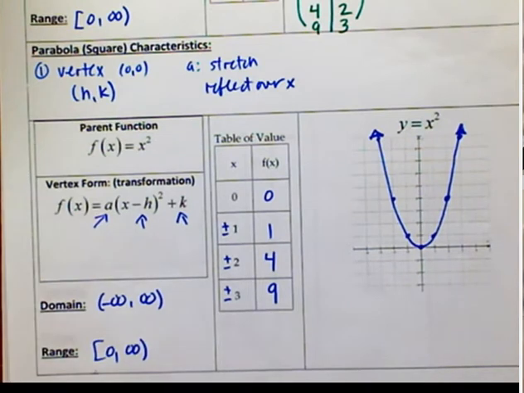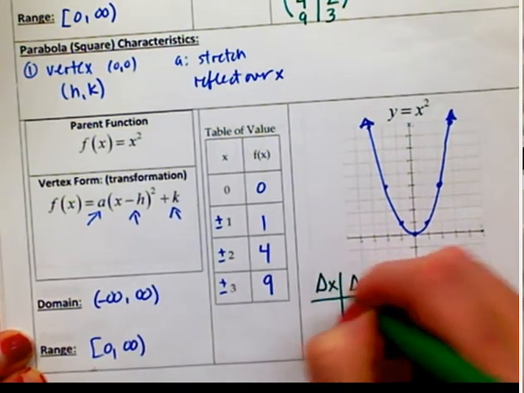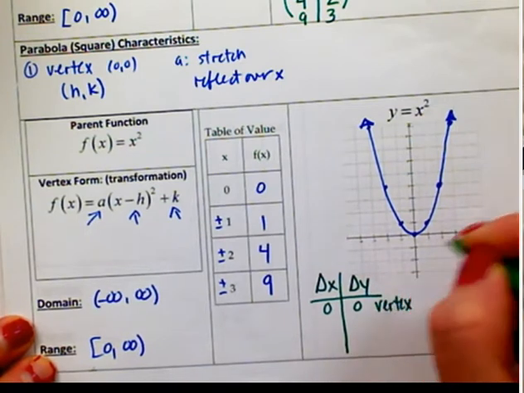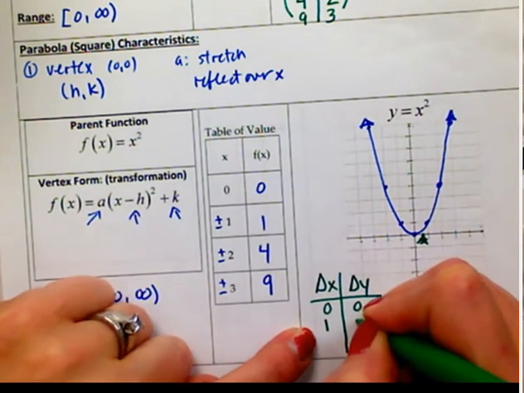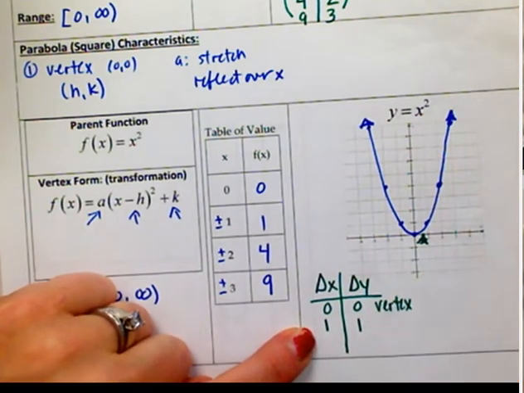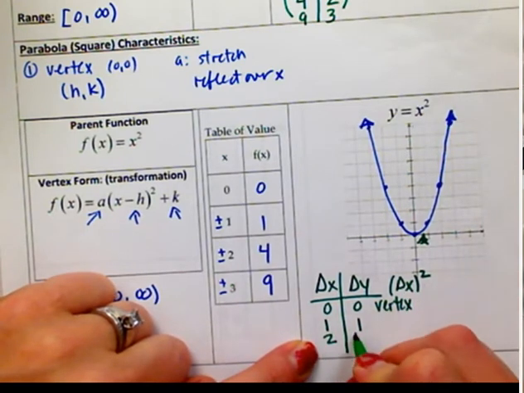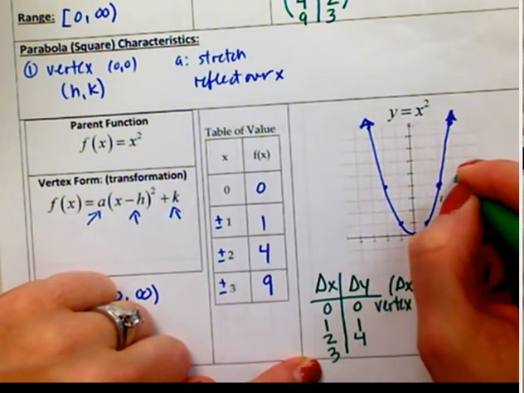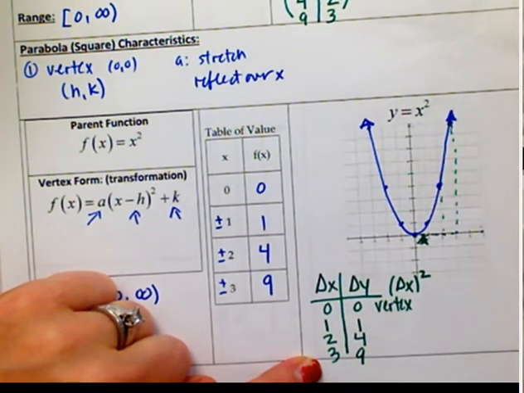Now, if I look at my points, we're going to look at the points in terms of the comparison to the starting point, or in this case, the vertex. Okay? If I go over 1, I go up 1 squared. Why do we square it? This is the square parent function. So if I go over 2, I go up 2 squared. If I go over 3, I go up 3 squared in order to get to the y coordinate.